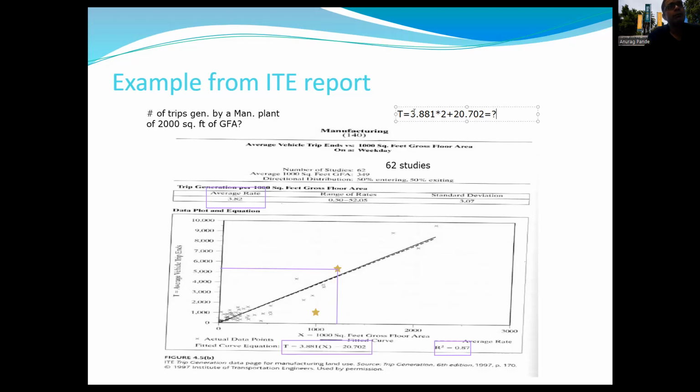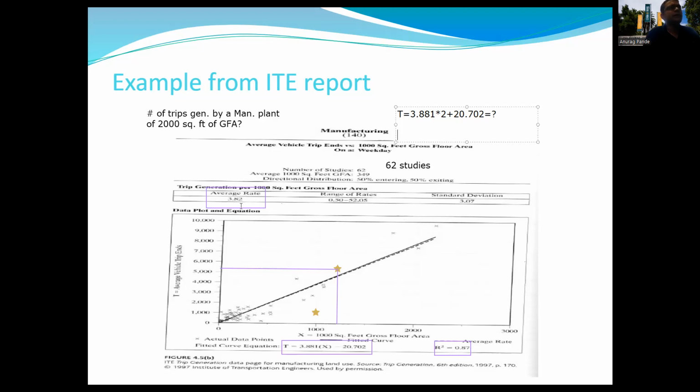So in this case, I would probably rely on the fitted curve equation, right? That's pretty good. But in some cases, I might have to rely on the average rate if my R square value is lower than 0.75. Now, if it's right at 0.73, 0.74, I might still go with the fitted curve equation. So there's no absolutely right answer here. But if my values fall below, like 0.5, 0.4, something like that, then I get into a territory where I have to rely on the average rate method.